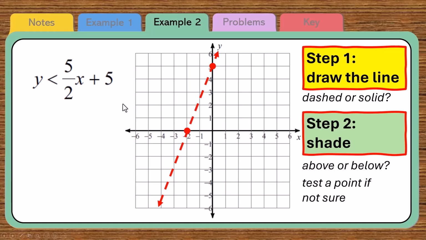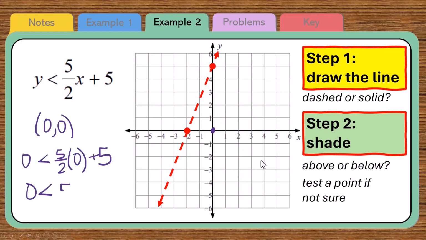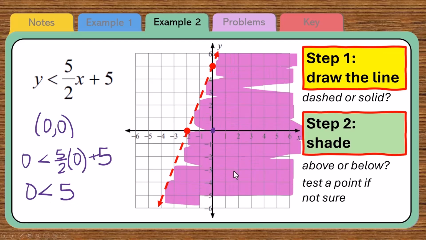Now, above or below? Well, this thing says I need to be less than that. Y is less than. So here's my y-intercept. I need to be less than 5. So it's all these y's down here. This is the part I'm going to shade, but let's just check my point to make sure. There's my 0, 0. That's in this region. That works. 0 is less than 5. So yeah, shading that part of the graph.